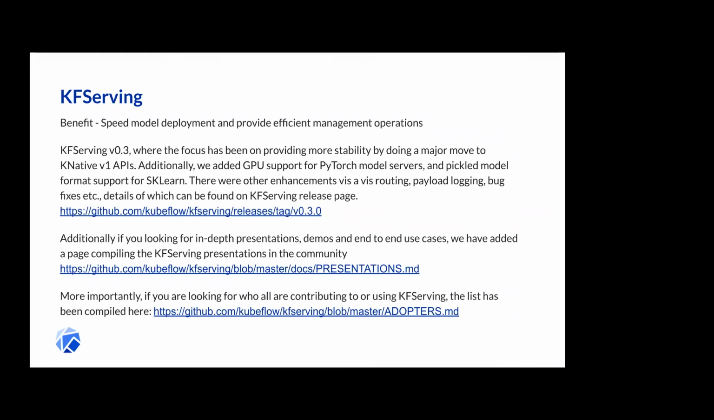And in terms of stability, one of the major moves we did was upgrading the Knative APIs from v1alpha1 to v1. That also entailed, in turn, upgrading some of the Kubernetes dependencies to 1.15 and Knative dependencies to 0.11. That brought a lot of the features which have been made available in Knative as well as the stability.